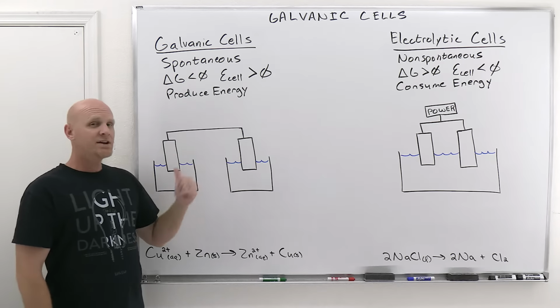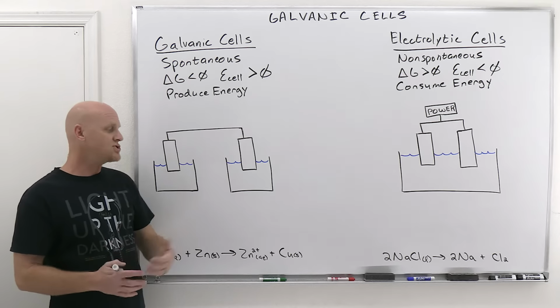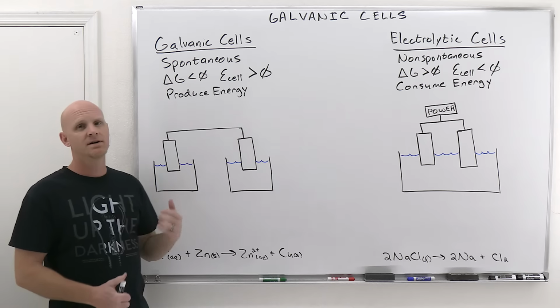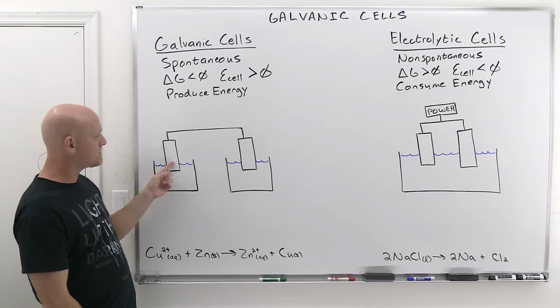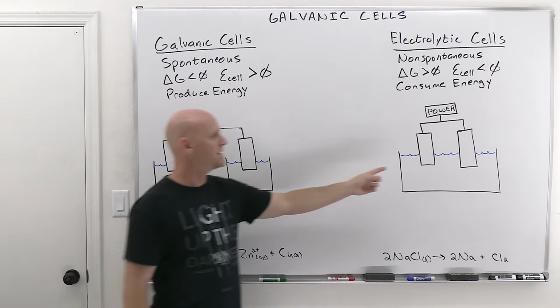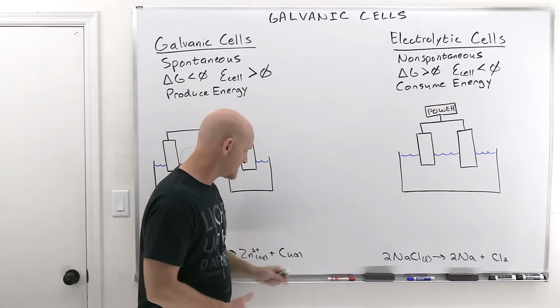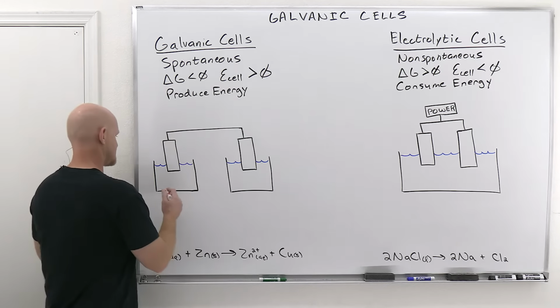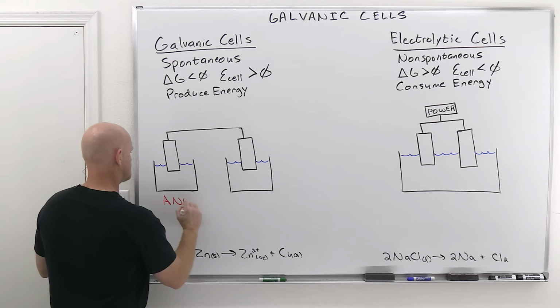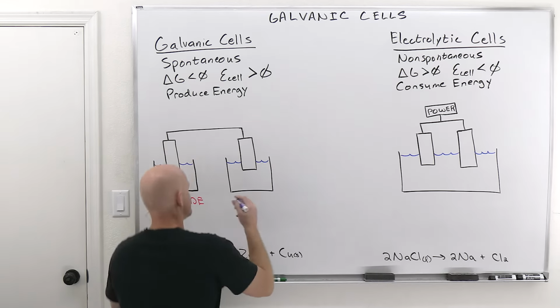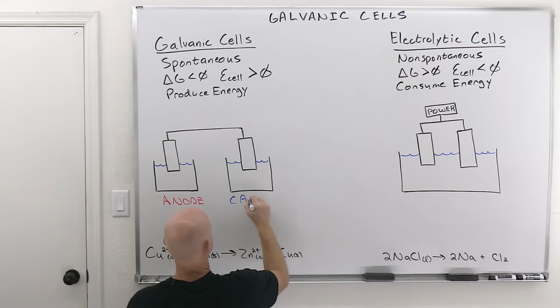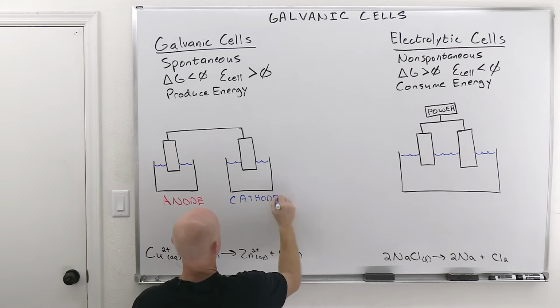All right, so in any electrochemical cell, you're always going to have two electrodes. These electrodes are typically made of metals because they need to conduct electricity, and we're going to suspend them in a solution in one way, shape, or form. These electrodes have names. One of them is the anode, and the other is the cathode.